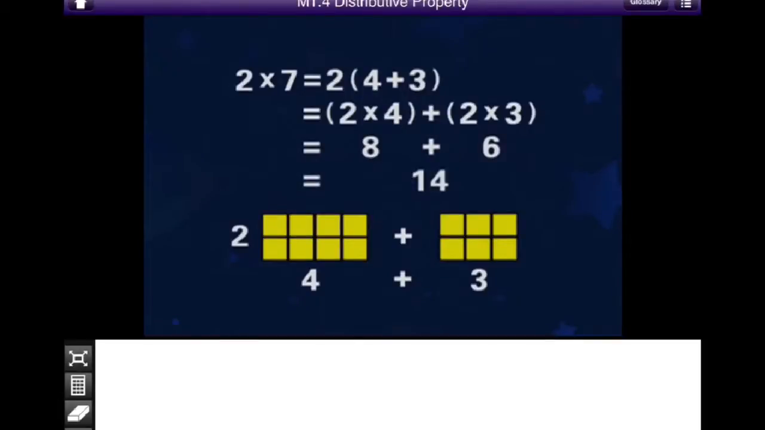Okay, I know that you're probably thinking, why do we have to look at these models? This math is so easy. Why do we have to do this? This is just showing you what the distributive property really means. And models can really help you visualize what is happening with the numbers.